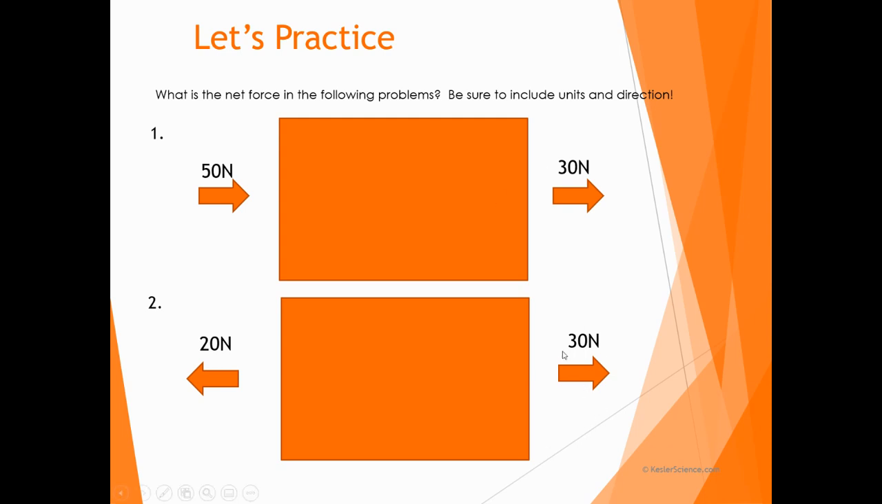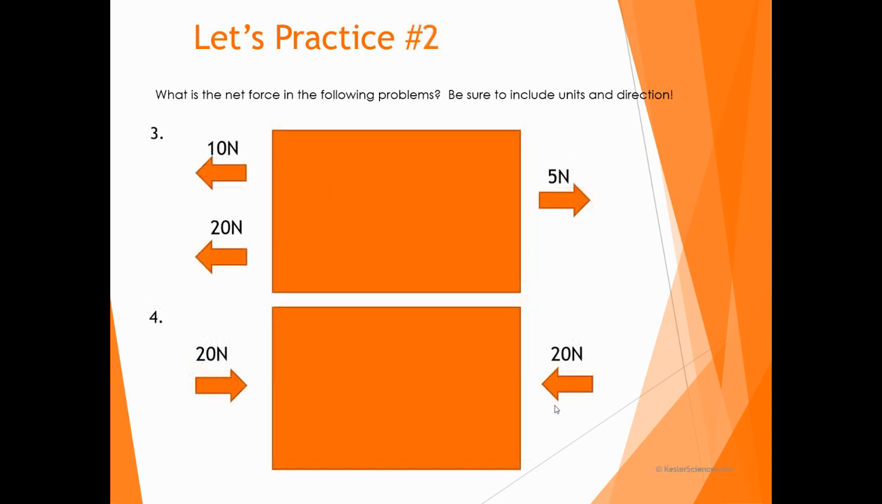And the one on the bottom, we have 30 newtons to the right and 10 newtons to the left. So our net force here is going to be 10 newtons to the right. So when you're writing these, you're going to want to be sure you include the capital N for the newtons and an arrow pointing in the direction of the total net force. Let's do 2 more examples.